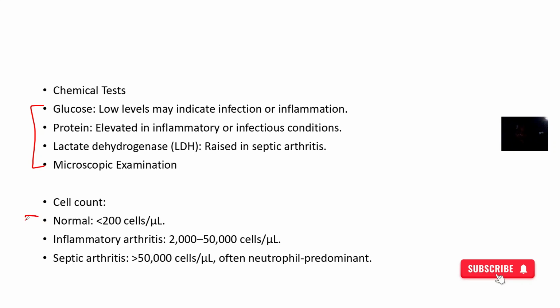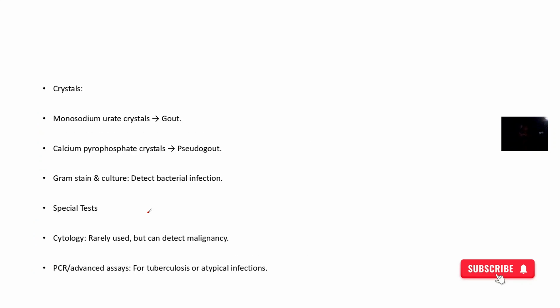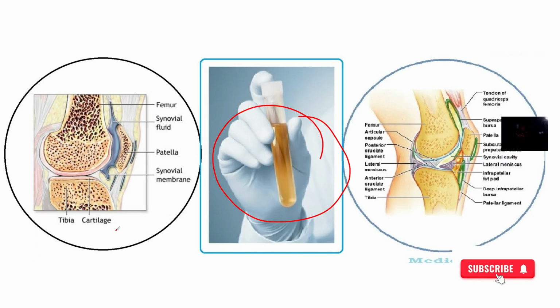Then you do a cell count, okay? You count cells, that's white blood cells, right? You count the number, that's often neutrophils, right? So you're counting that. You also look out for crystals to see if you have crystals there: monosodium urate crystals, calcium pyrophosphate crystals. You also do Gram staining to identify if there's any bacteria there.